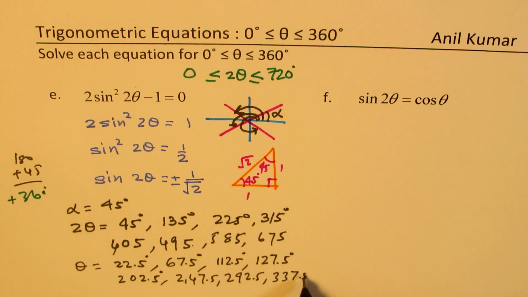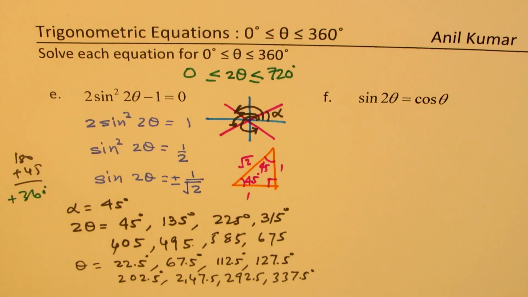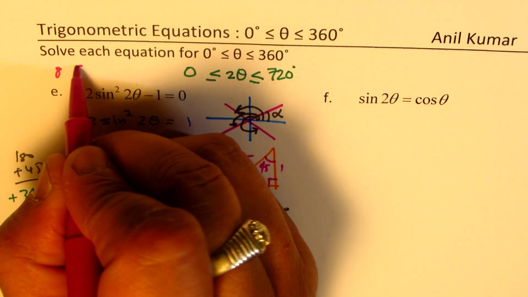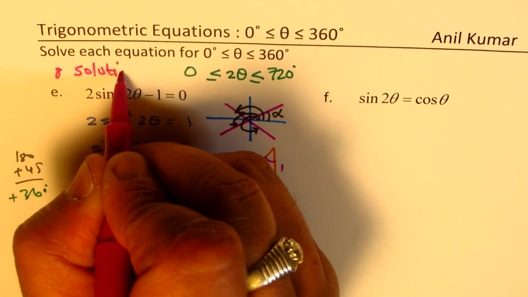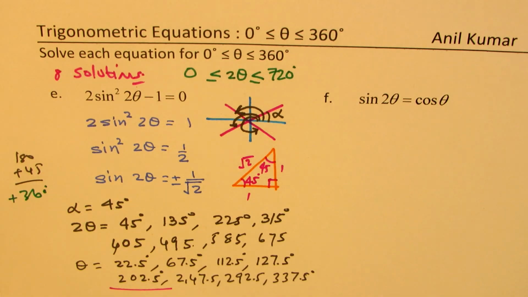Do you see this is less than 360? So those are the 8 solutions for this particular case. Do you see that part? So we have 8 solutions. Right? So it's slightly tricky. I'd like you to pause the video at this stage, understand what we have done.